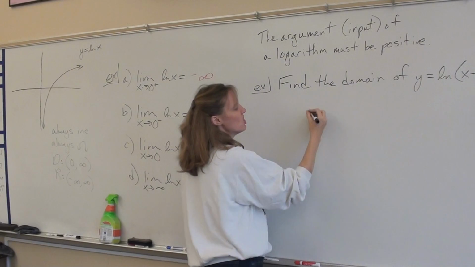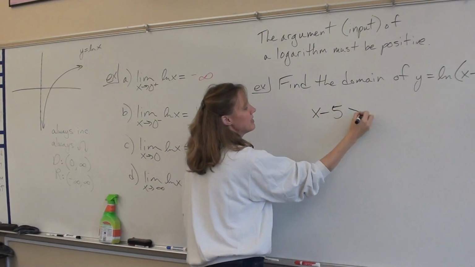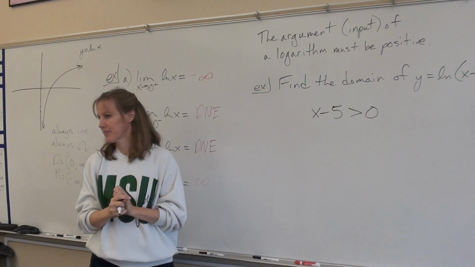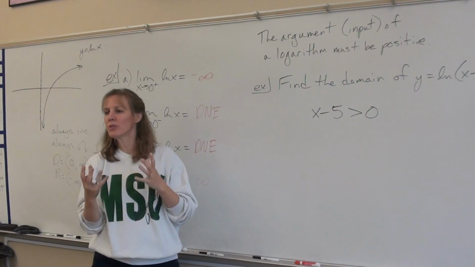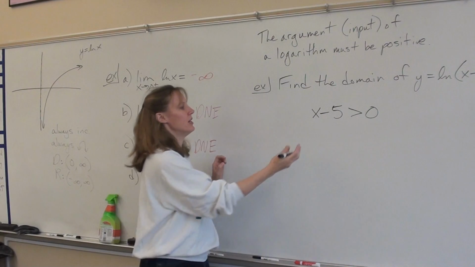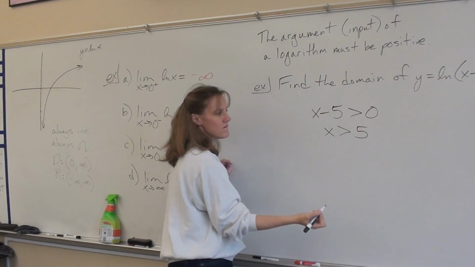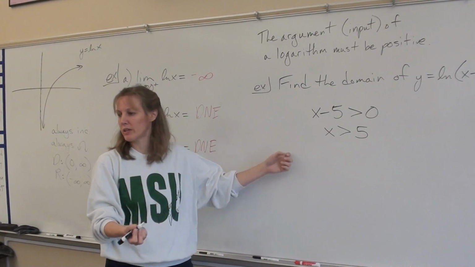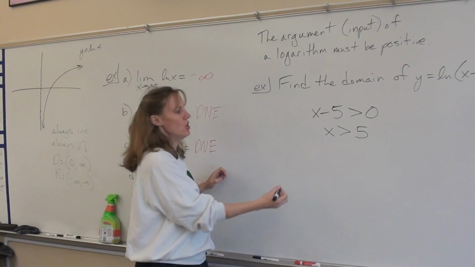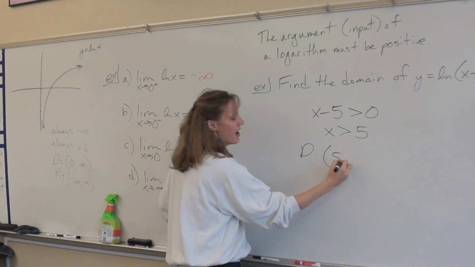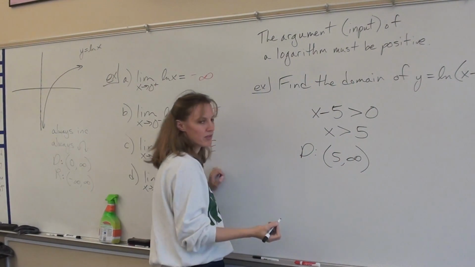So that stuff has to be positive. In order for that argument to be positive, then x has to be greater than? 5. Right? Just solve the inequality. So the domain for this function is 5 to infinity. X is greater than 5.